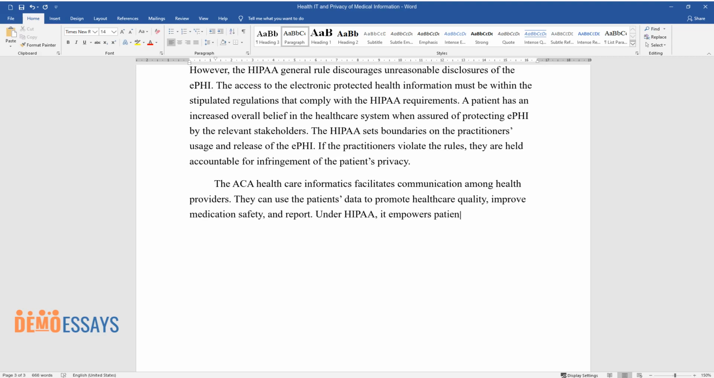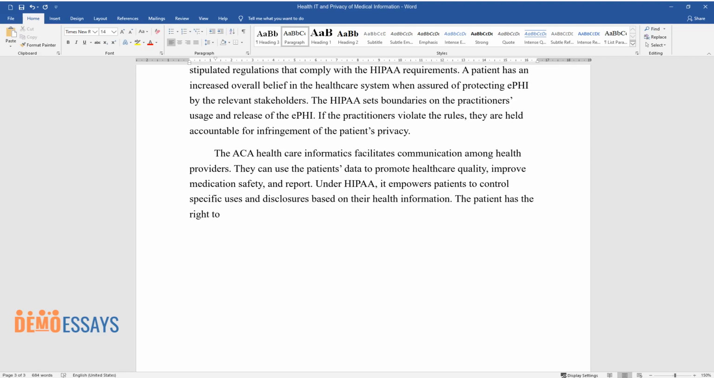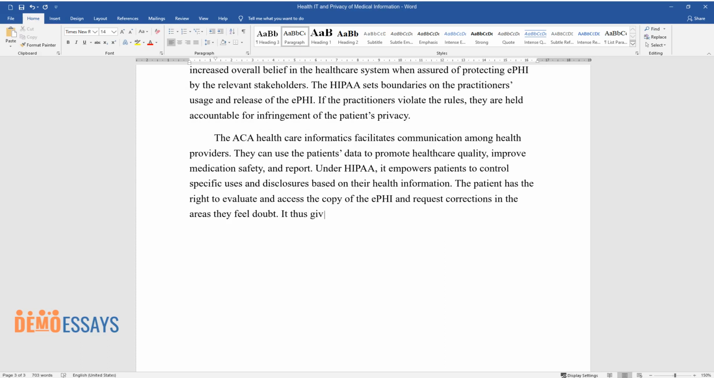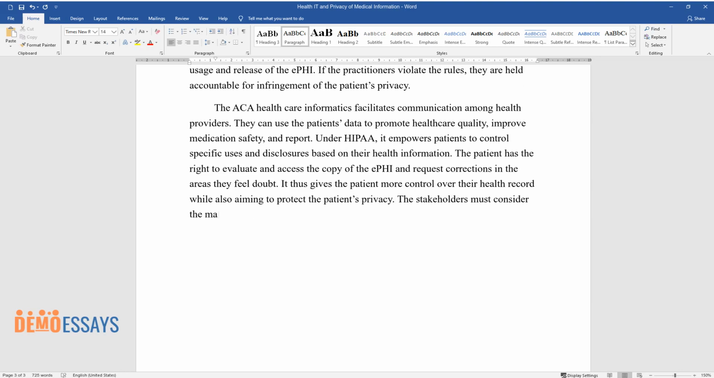Under HIPAA, it empowers patients to control specific uses and disclosures based on their health information. The patient has the right to evaluate and access the copy of the EPHI and request corrections in the areas they feel doubt. It thus gives the patient more control over their health record while also aiming to protect the patient's privacy. The stakeholders must consider the maintenance of the appropriate EPHI to avoid any unwanted access to the data.